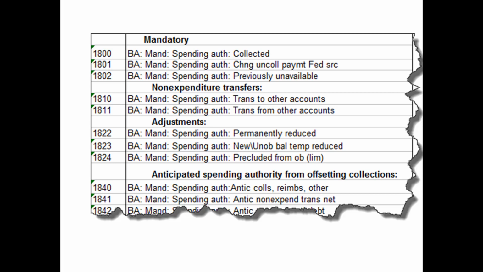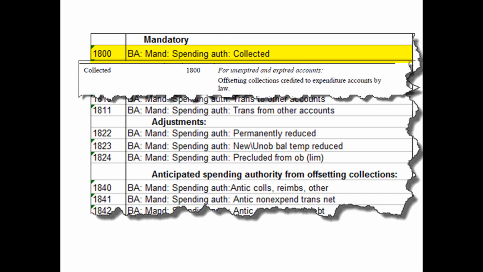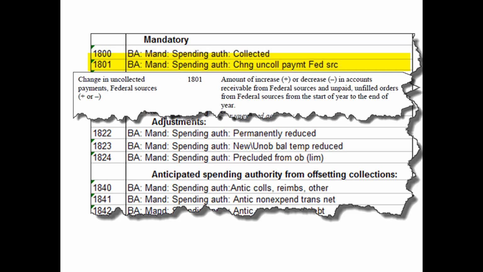The lines in the mandatory section are, with one exception, virtually identical to the discretionary lines. Line 1800 is collected spending authority, the amount of your mandatory spending authority from offsetting collections that's been actually collected. Line 1801, change in uncollected payments, federal sources, is the amount of reimbursements from another federal government account that's earned but not collected, or authorized trust fund transfers that have not been made. We refer to these as receivables.